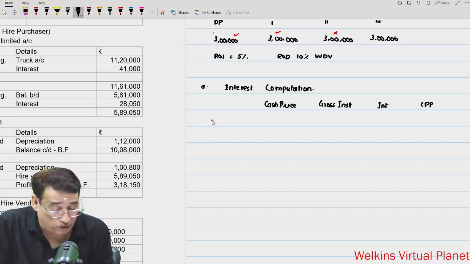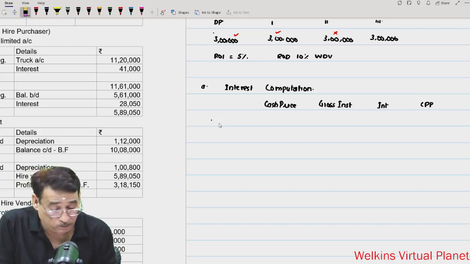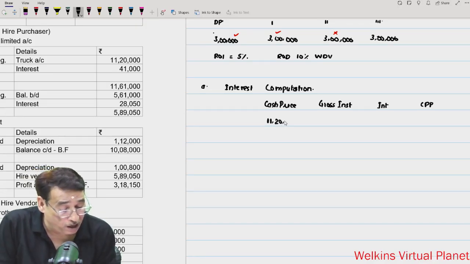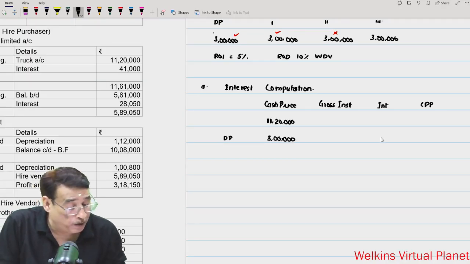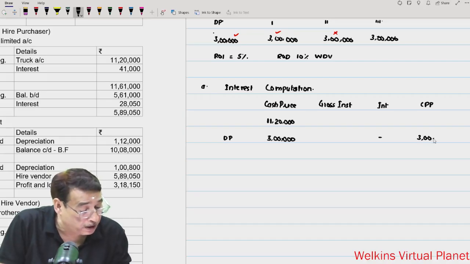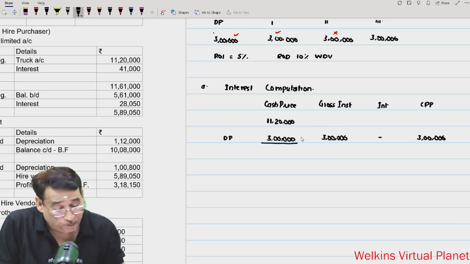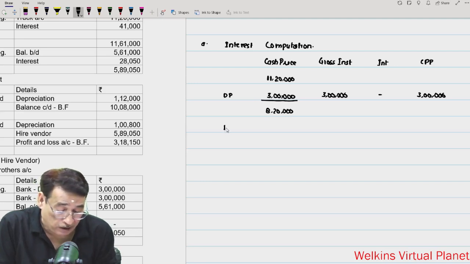Correct? So first of all, I will write here down payment. Sorry, before writing the down payment, let me write cash price. Cash price is 11,20,000. After having written down the cash price, now I will write here the down payment. The down payment is 3 lakh in this particular question. In the down payment, there is no interest. The entire payment is considered as payment for cash price portion, and interest plus cash price portion is always equal to 3 lakhs. So your zero installment is 3 lakh. After payment of 3 lakh, we are still left with 8,20,000.